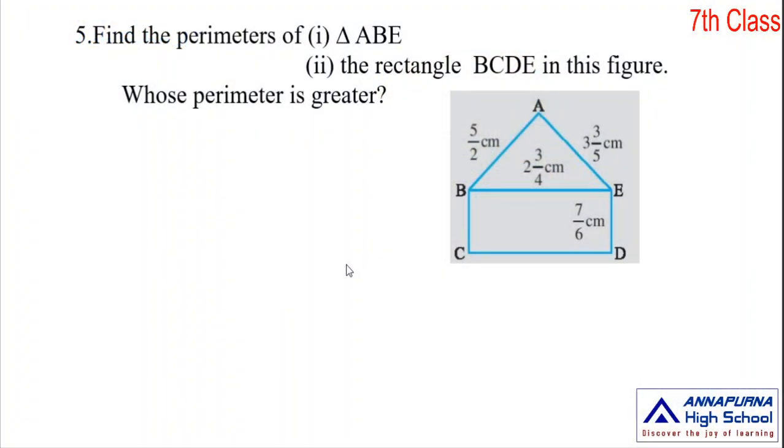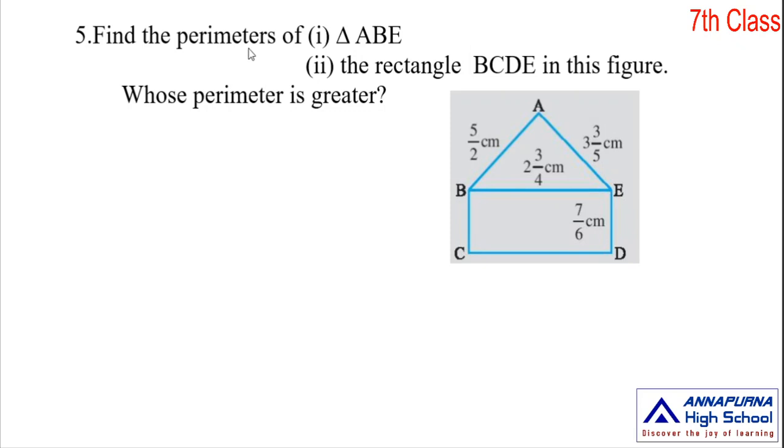In the previous video, we did the problems up to 4. Four problems completed. Now the fifth one is: find the perimeters. Here, two diagrams are given. One is a triangular shape and the second one is rectangular. Find the perimeter of triangle ABE and of the rectangle BCDE in this figure. Whose perimeter is greater?